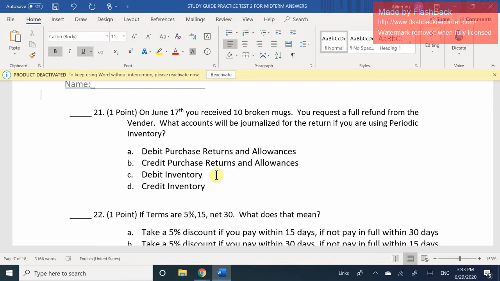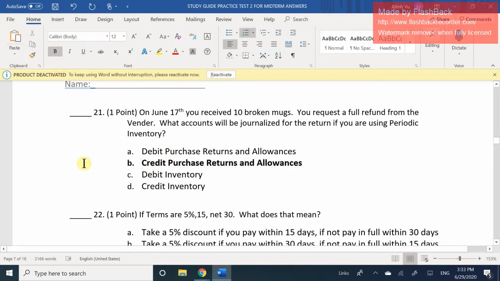And what does a purchase returns and allowance do? That's giving the money back to the individual. Okay, that's a contra expense account. Good, so that credits it. If a purchase expense is a debit and we're creating a contra account called purchase returns and allowances, then yes, you would credit your purchase returns and allowances. So B is the answer.